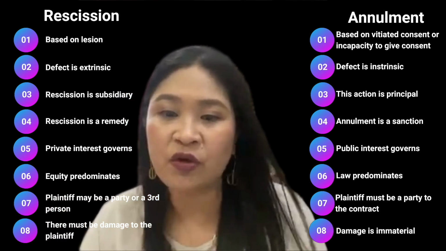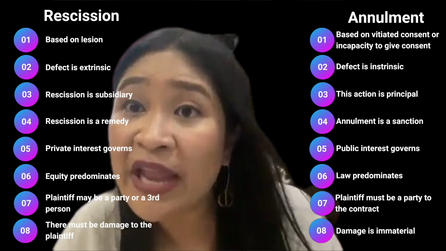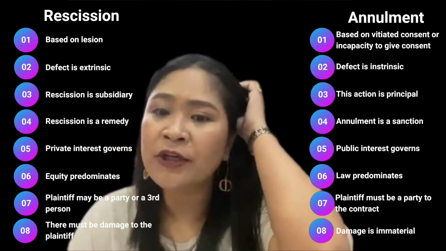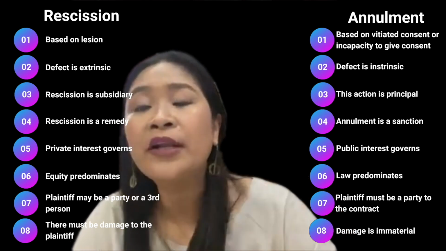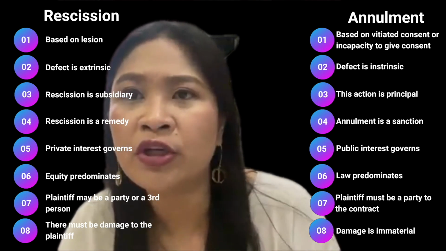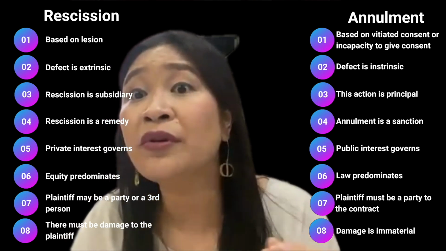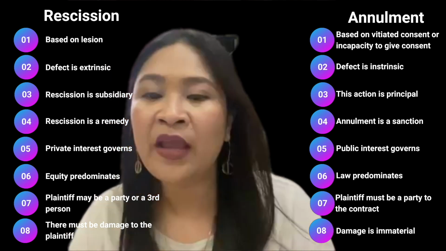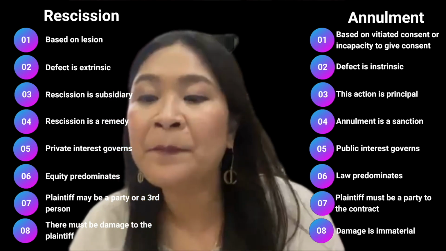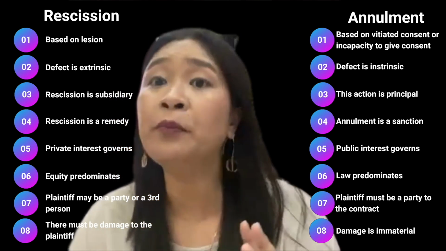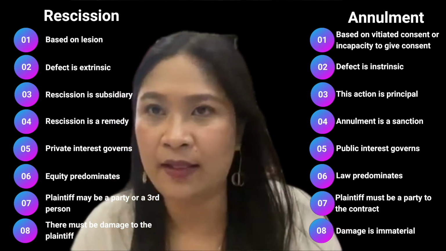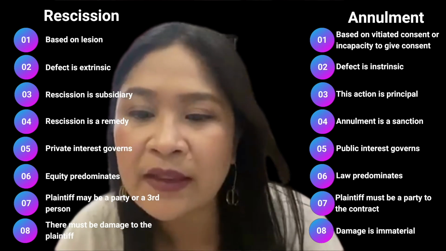So, public interest governs. Another is that in rescission, equity predominates, while in annulment, law predominates. Another, in rescission, the plaintiff may be a party or a third person. Why do we say the plaintiff may be a third person to a contract? Because we said it is available also to creditors who are defrauded. While in annulment, the plaintiff must be a party to the contract, whether bound principally or subsidiarily. So a third person cannot file an action for annulment.